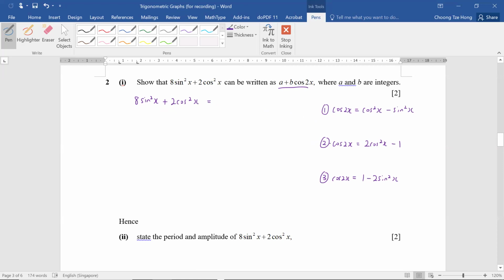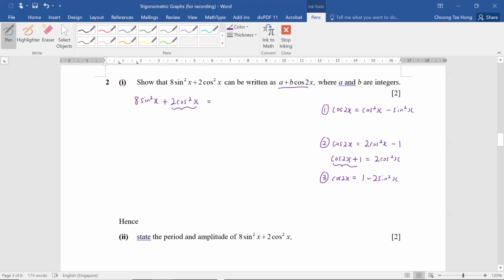So for example, from the second form of the double angle formula for cosine, what we can do is bring the 1 to the left side. So we will end up with this: cosine 2x plus 1 equals 2 cosine square x. So can you see or not? Now this 2 cosine square x over here, we can replace it with cosine 2x plus 1, right?